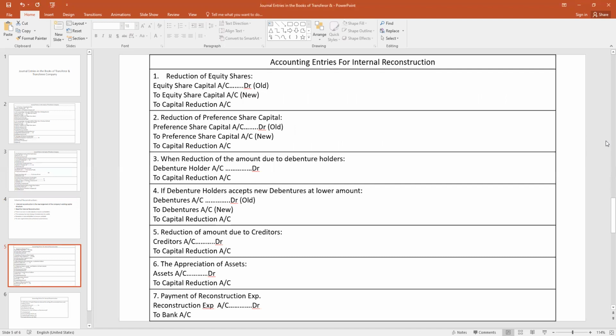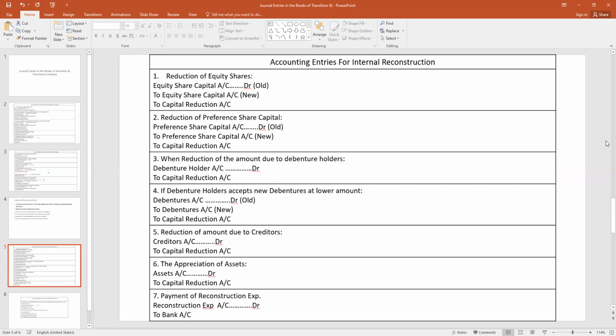The first one is if there is a reduction in the equity shares. If the value of the equity shares is reduced, the journal entry will be: old equity share capital account debit to new equity share capital account, and the amount that has been reduced is transferred to the capital reduction account. In the same way, if the preference share capital is reduced, the journal entry will be: old preference share capital account debit to new preference share capital account, to capital reduction account.